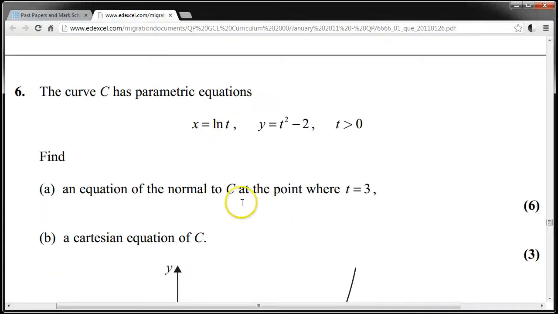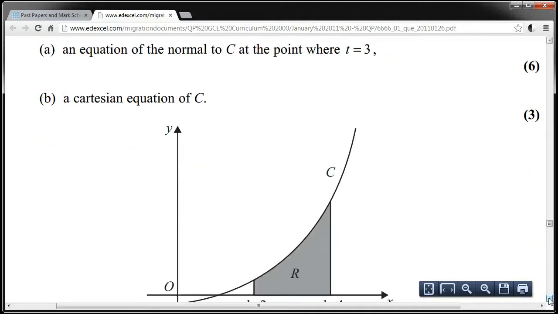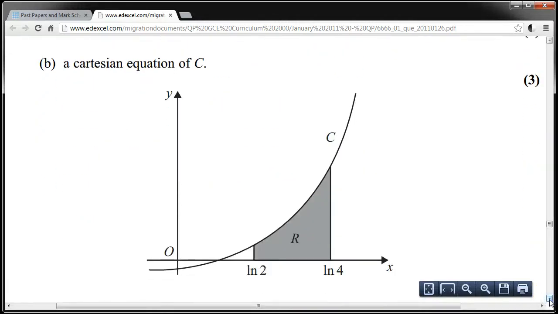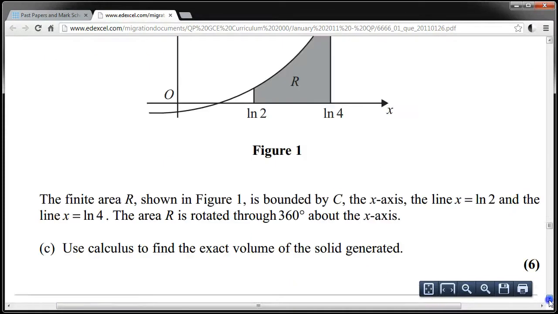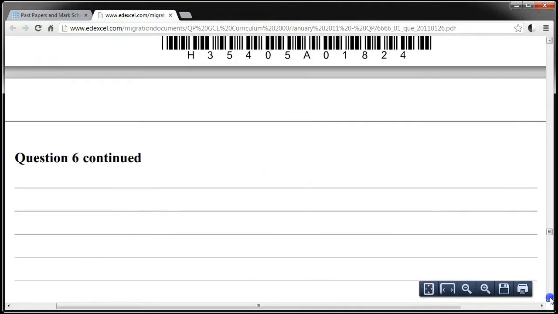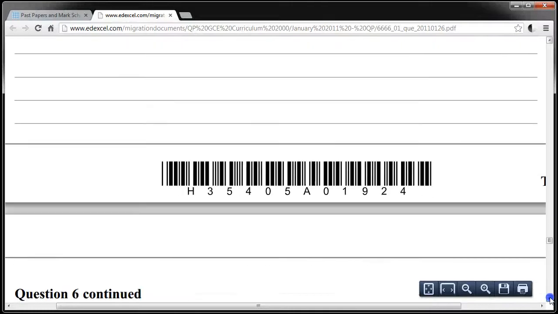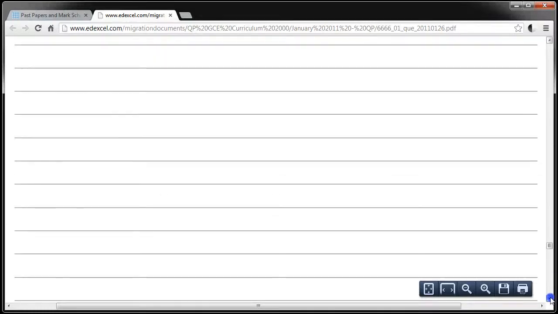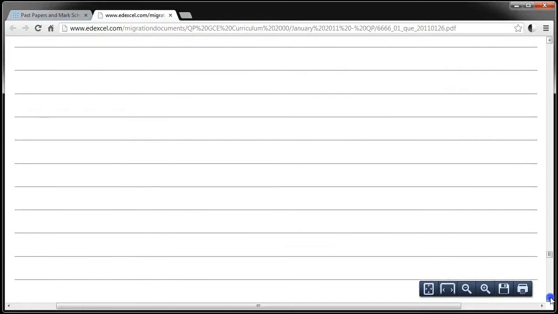Parametric differentiation. So that's okay. Normal, so get the gradient dy/dx with the parametric differentiation there. Then once we've got the gradient of the tangent, we can get the gradient of the normal. And then we can work out the equation of the normal. And we can also work out the Cartesian equation, of course. And then this volume is rotated through 360 degrees around OX. And we need to find the volume. So fairly standard question again. No surprises with that one. So that's question 6 done. Let's have a look at question 7 then.